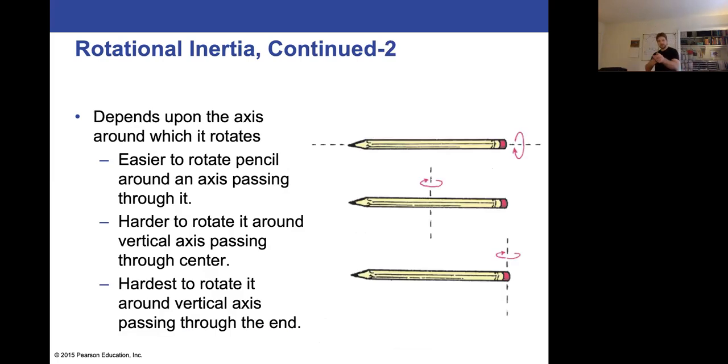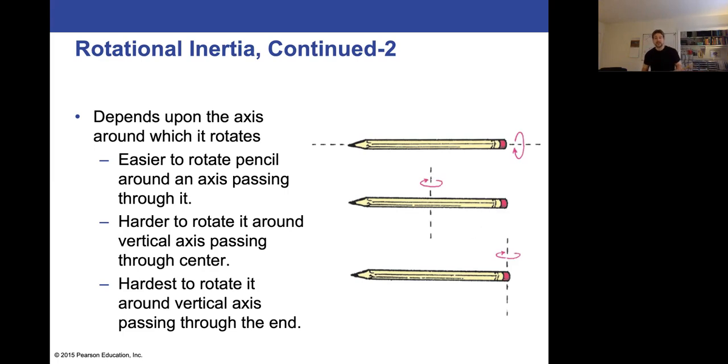It is easiest to rotate a pencil, or really any long object, around an axis passing through its length. Rotating the meter stick or yardstick around the axis that goes along the stick this way is not hard at all. I mean, all I basically have to do is allow it to fall off my hand, and it'll spin that way, kind of on its own.